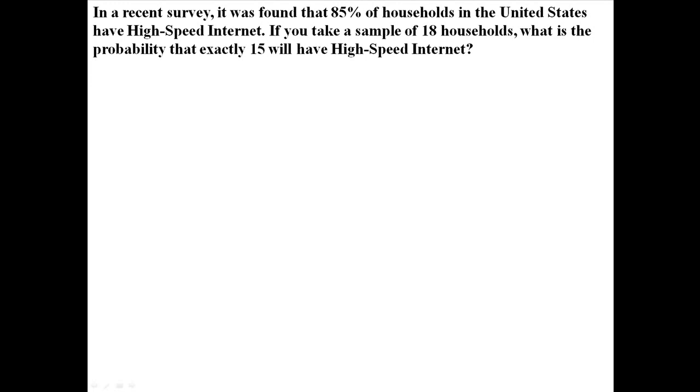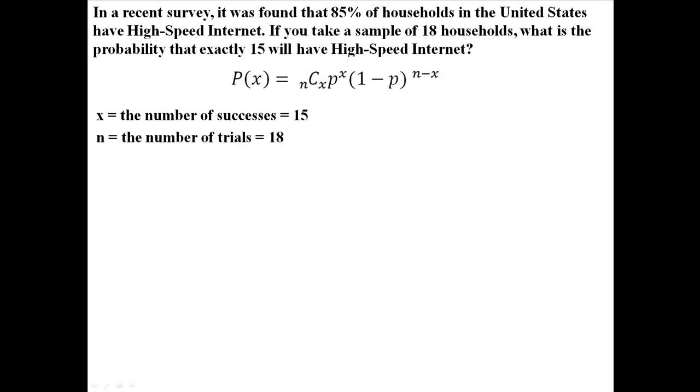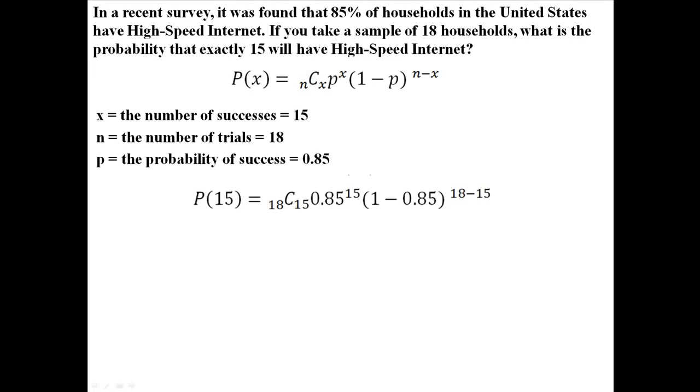So let me remove this, and I'm going to show you the formula for calculating the binomial probability. In this case, this is kind of confusing. So we know that in this case, x is the number of successes. We are looking for the probability of 15 successes. n is the number of trials. We know that there are 18 trials because there are 18 households. p is the probability of success. We know that there is an 85% chance that there will be a success. So now that we know x and n and p, we can put those things into this formula.